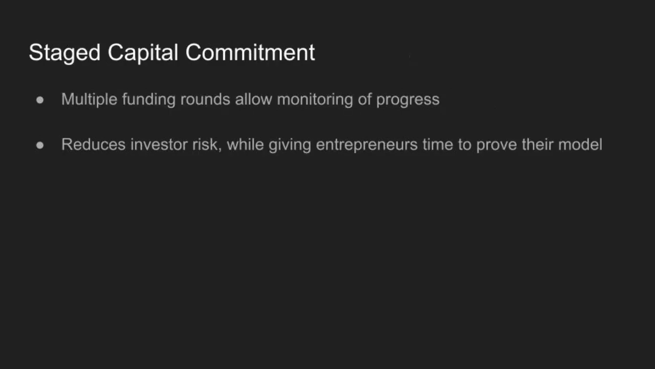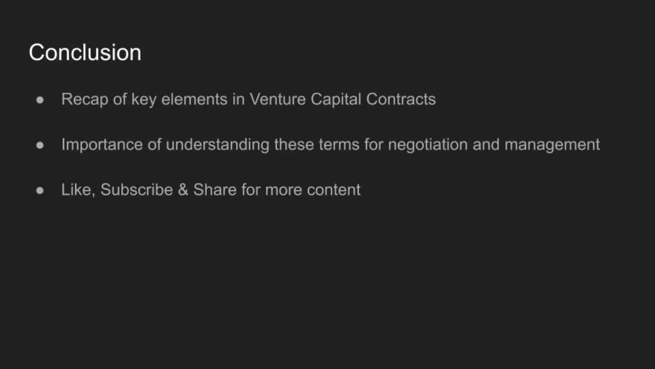Staged capital commitment is another control mechanism. By funding the company in multiple rounds, investors can monitor progress and decide whether to continue investing or not. Staged funding helps mitigate risks for investors while giving entrepreneurs the opportunity to prove their business model before raising more capital. So there you have it, a breakdown of key elements in venture capital contracts. Understanding these terms can make a huge difference in how you negotiate and manage your investments or funding round.